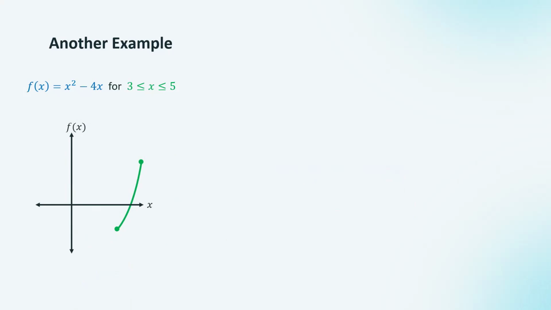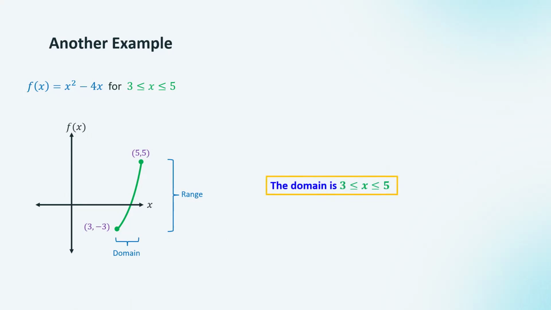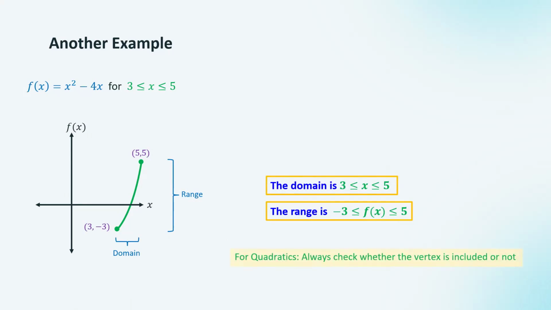And as you can see, the vertex is not included in this case. If the vertex is not included, then we can just test the left and right boundaries. So the coordinates of the left and right boundaries are going to be these. And then we can just draw the domain and the range for this graph. And we can conclude that the domain is from 3 to 5 and the range is from -3 to 5. Again, for a quadratic function, we need to check whether the vertex is included or not.